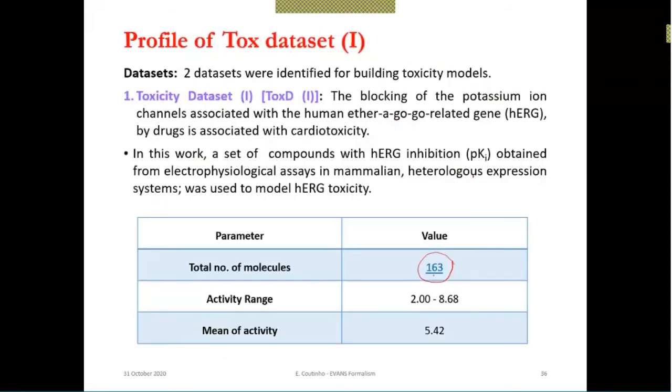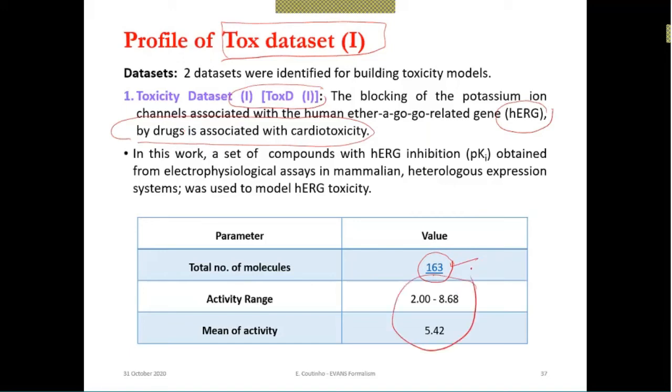So let's look at how the EVANS methodology fares in terms of toxicity. How are we doing in predicting toxicity? As I told you, we have two toxicity data sets. Toxicity data set number one consists of molecules that block the hERG channel, and you know the importance of this. These are drugs associated with cardiac toxicity. For this data set, we have 163 molecules, with an activity range that is out here.